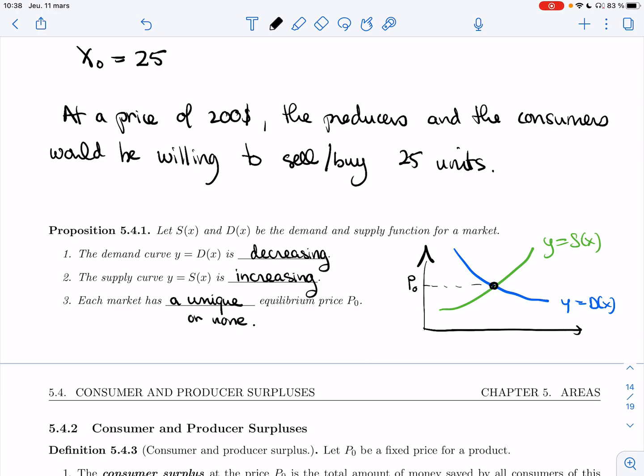All right, in the next section, we'll start computing consumer and producer surplus. We'll start defining it and we'll study it a bit.